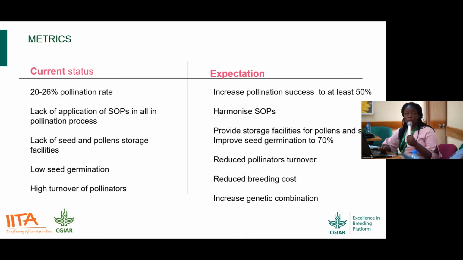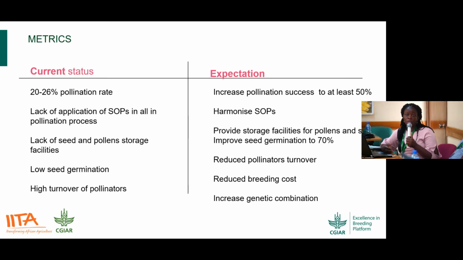Okay, so here we have metrics, what we have currently and what we expect to see. On this side here is the current status, and the next one is expectations. So from 20 to 26 percent pollination rates, we hope to see at least 50% pollination success rate. We want to harmonize all the available SOPs that have been developed in the past. Then we can have it as a single document for yam pollination.